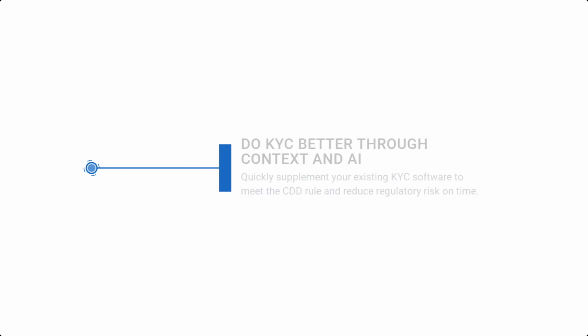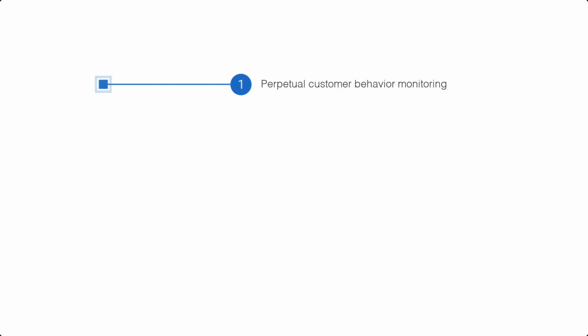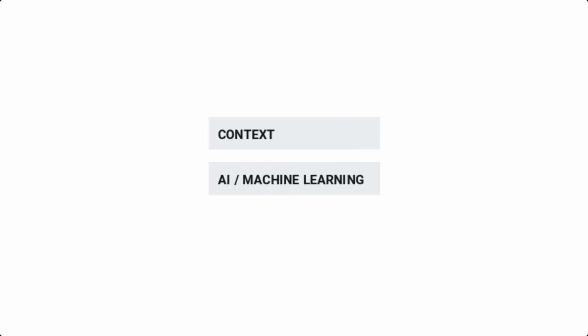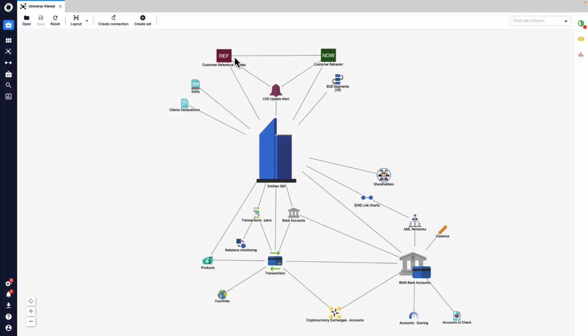DataWalk software supplements your existing KYC software to quickly address the most challenging KYC scenarios. In this demonstration, we'll show how you can easily automate perpetual KYC behavior monitoring with context and the power of AI machine learning. DataWalk provides a knowledge graph facility called the Universe Viewer, which enables you first to fuse any or all of your KYC and AML data.